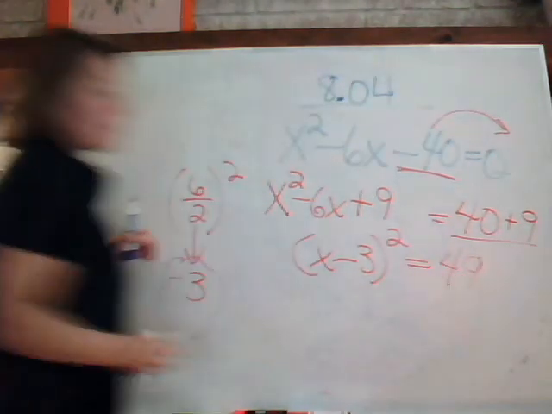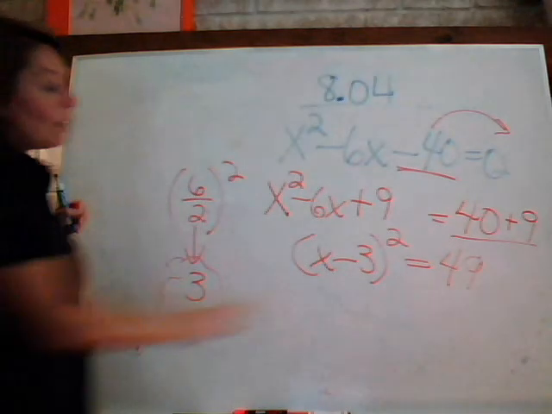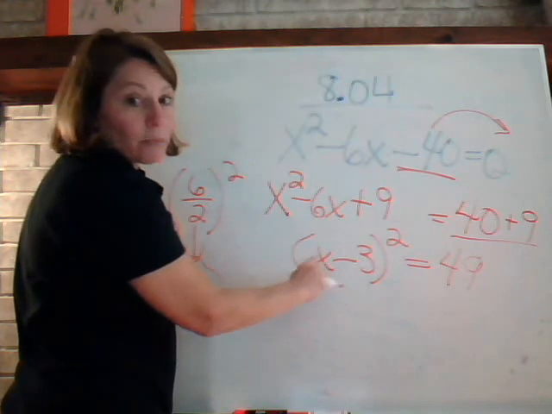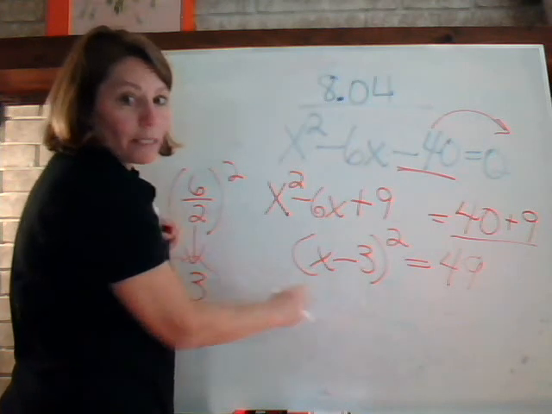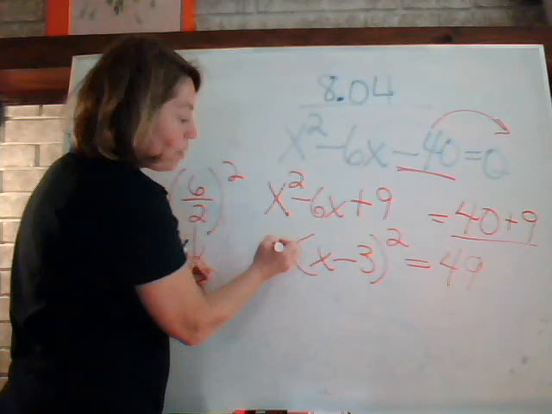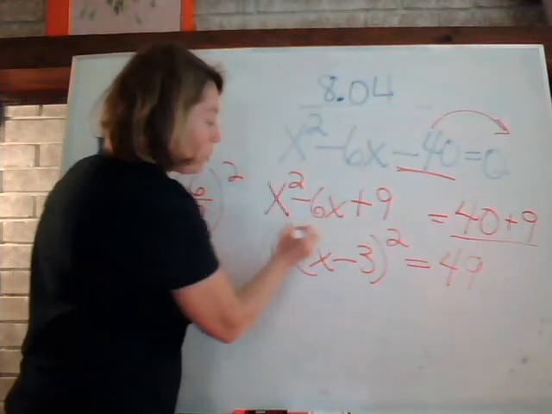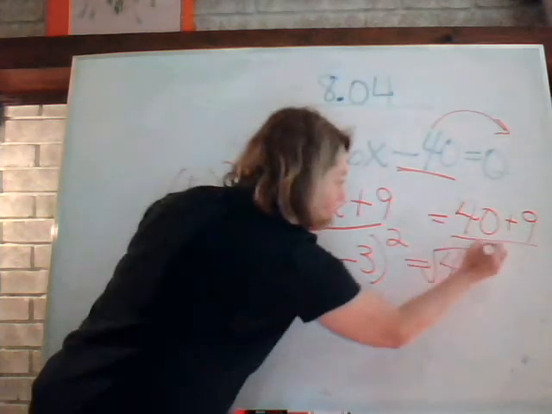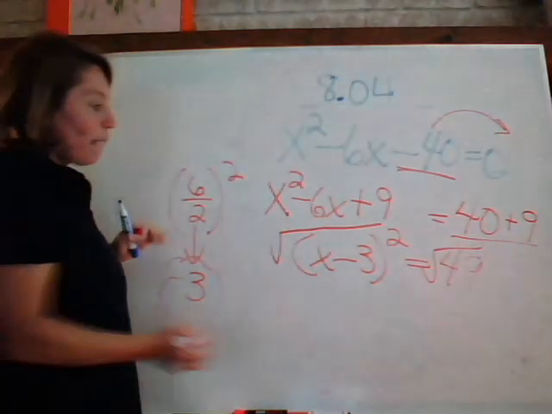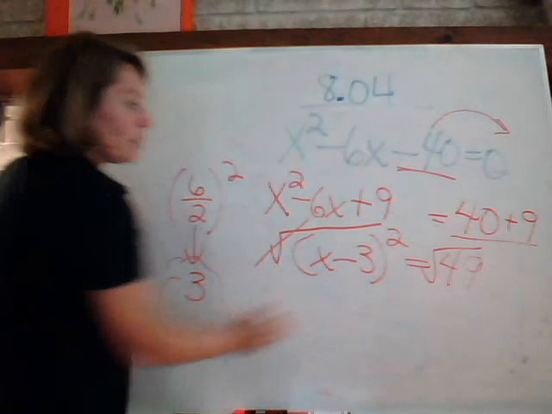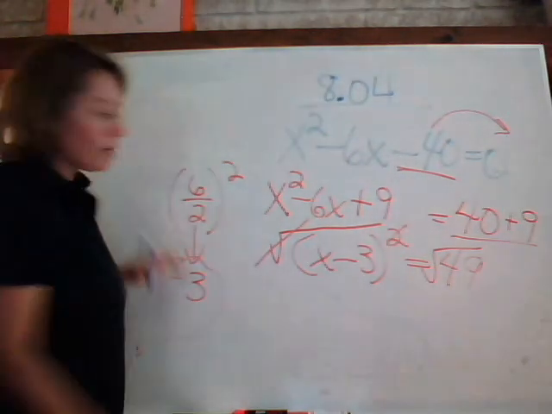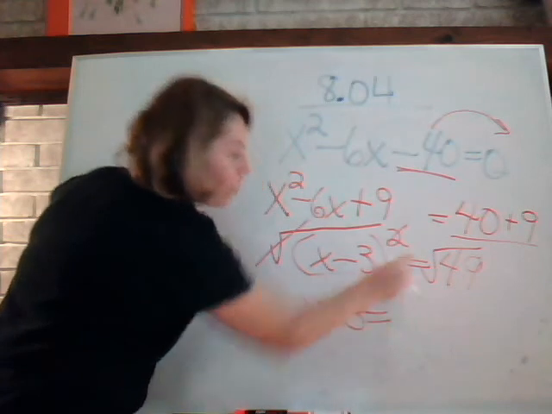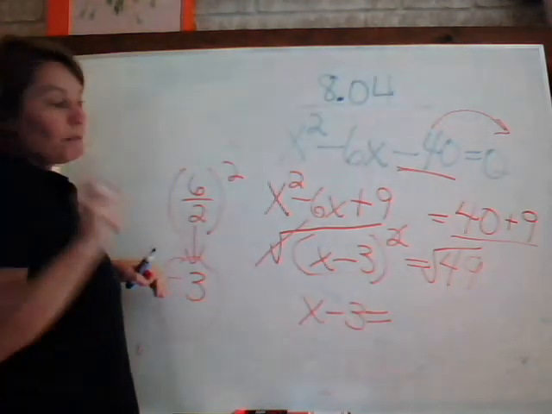Now notice, a little bit fancier, but don't I have a perfect square over here? Instead of just being x squared, I have an x minus 3 squared, but it's a perfect square. So now watch what I'm going to do. I'm going to square root the left side. I'm going to square root the right side. And what happens? This square root and this square cancel out. What am I left with? X minus 3.